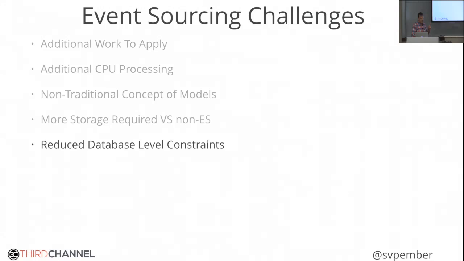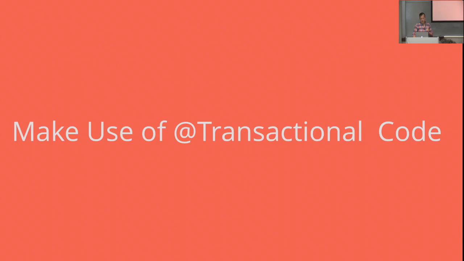This is a truly difficult one, I think. You have reduced database level constraints. Depending on what type of database you're using, which I'll get to in a minute, we may have reduced constraints on things like foreign keys and null checks, unique checks, things like that. Instead, we have to rely on our software for transactions and those database constraints. And so, especially if you're in something like Grails or Spring, you make heavy use of transactional blocks.